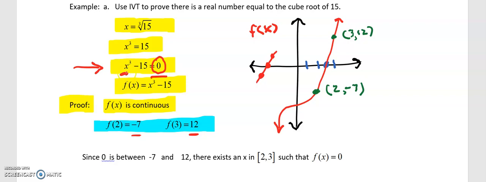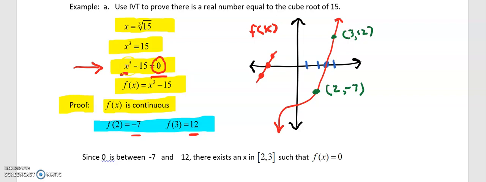All right, and the other thing is negative 15 is pretty far away from 0, so let's try to get closer. So instead of 0, let's plug in 1 for x cubed. 1 cubed is 1, minus 15 is negative 14. All right, getting closer. Let's plug in 2. So 2 cubed is 8, minus 15 is negative 7. All right, getting closer to 0 yet.